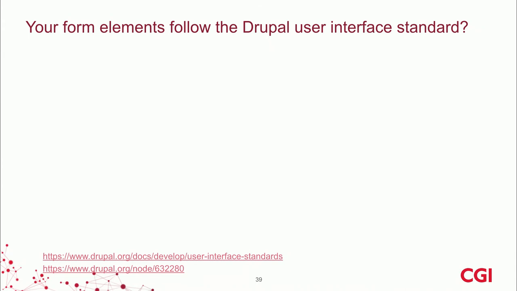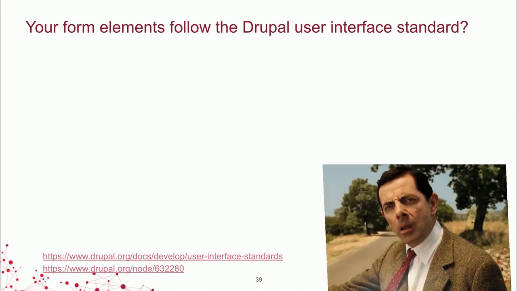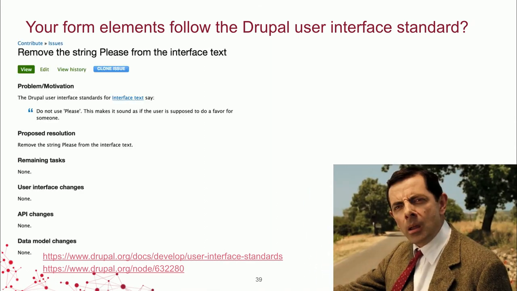This is something that some people don't imagine exists, but in Drupal we have a standard for the user interface. There is a page in Drupal for the user interface standard that says, do not use please. This makes it sound as if the user is supposed to do a favor for someone. So maybe if you contribute a module, you need to check your module to see if you add please enter your name or please select here your age. We need to remove this from Drupal.